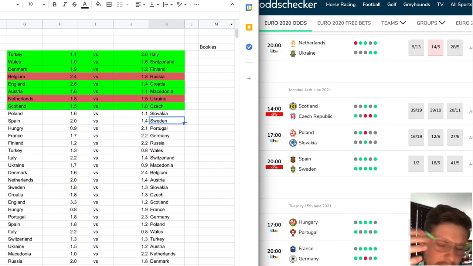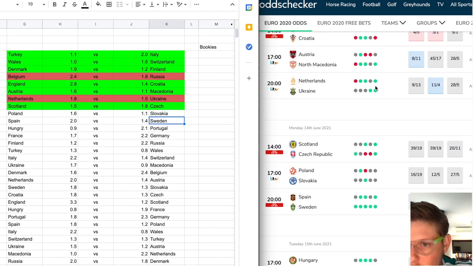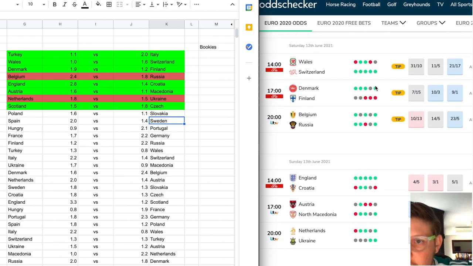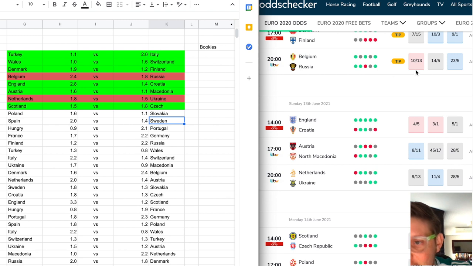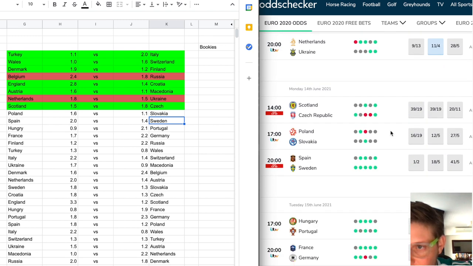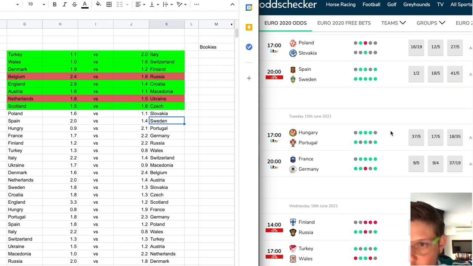I'm sure I'm going to get tons of comments already, like, oh, this top player's injured, and therefore your data is irrelevant, and all these kind of things. What's interesting is these odds are changing. They're getting a live update. So yeah, let's continue going through it.